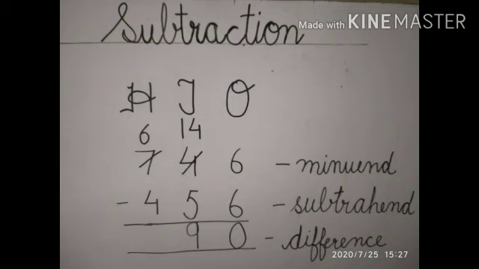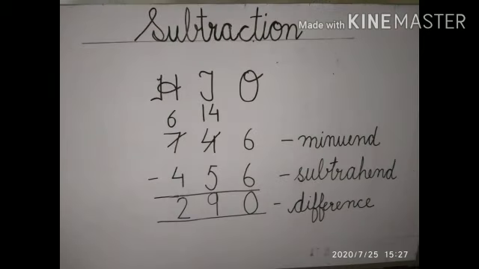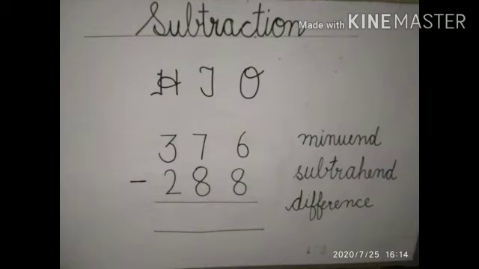Now students, we have to subtract 4 from 6 at hundreds place. So when we compare both the numbers, 6 is greater than 4. So there is no need of borrowing. We will subtract 4 from 6. We will count and subtract 1, 2, 3, 4, 5, 6, and we will subtract 4 from it and we will get 2. Then we will write here 2. So here the difference is 290. Understand, students?